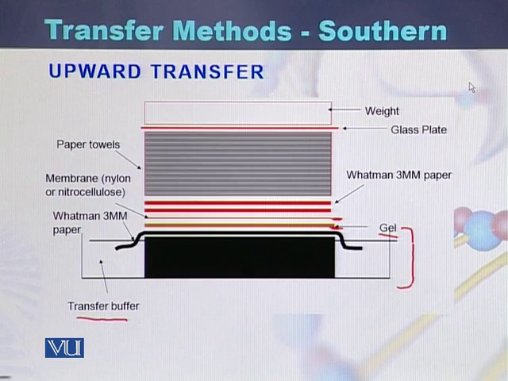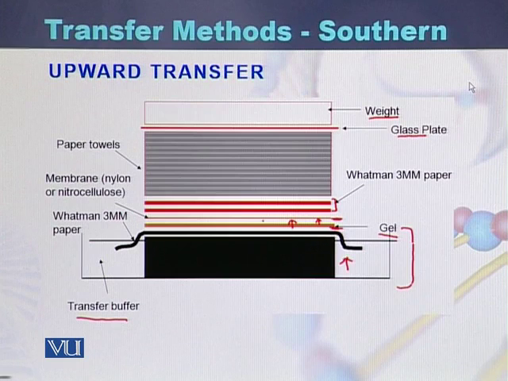On the membrane, there are Whatman tissue papers. Then there are additional paper towels. On the paper towels, there is a glass plate, and on the glass plate, there is a weight. So what happens in the tray? Here there is a buffer, and this buffer will move upward, and the DNA bands which are present on the gel will transfer onto the membrane.